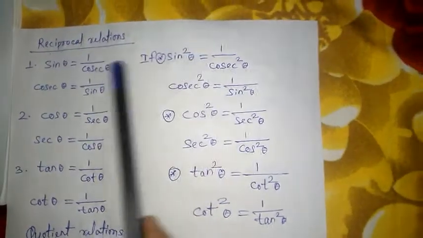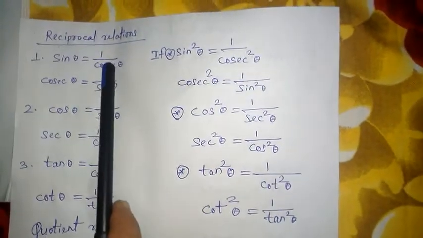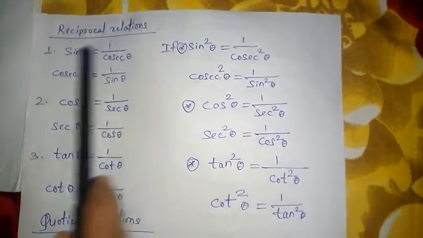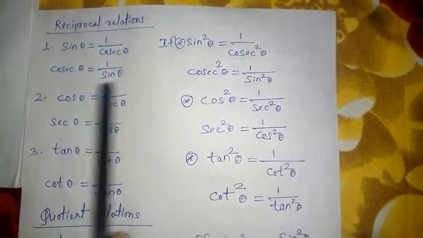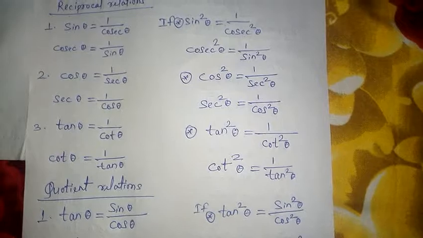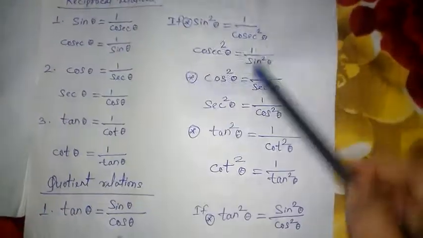And in the same reciprocal formula, if there is a square here, here also you will get a square. Like sine square theta equal to 1 by cosec square theta. Same formula, for square, here also is square. So for everyone it is the same. If you have a square here, automatically there will be a square on the other side also. So I have repeated the same thing here.